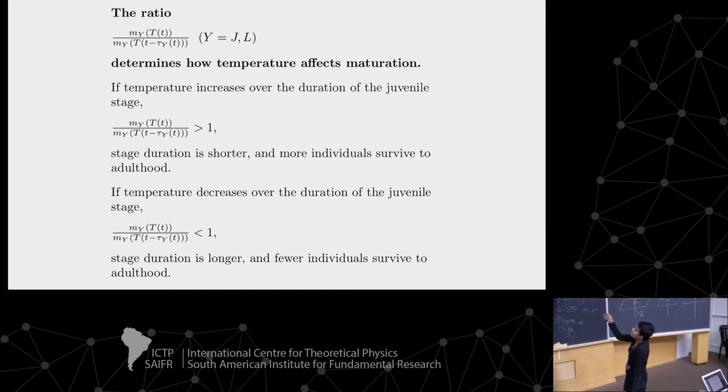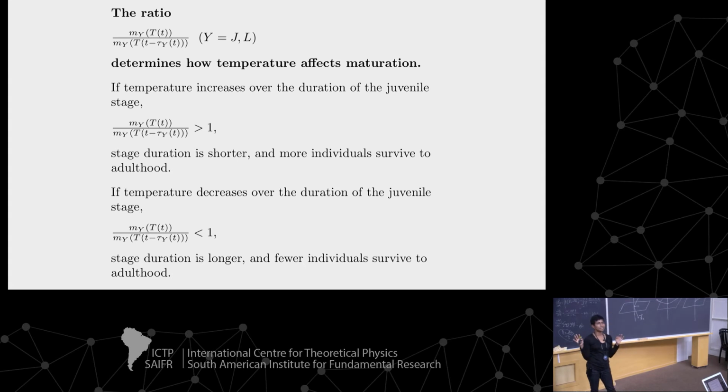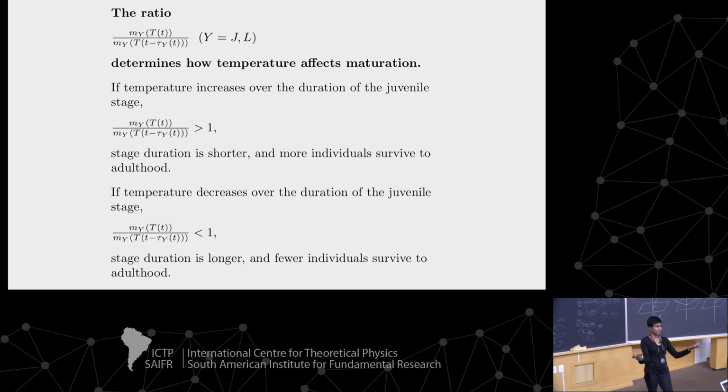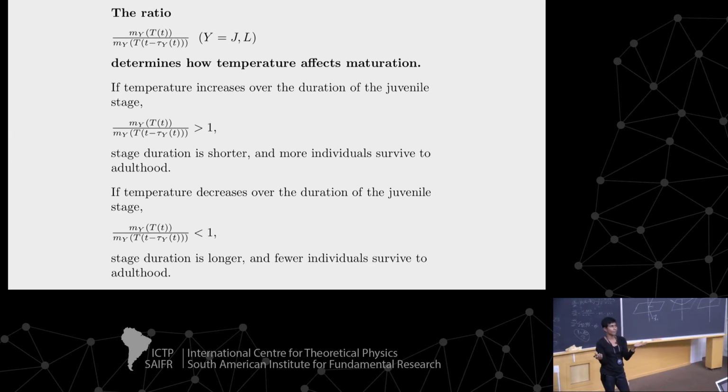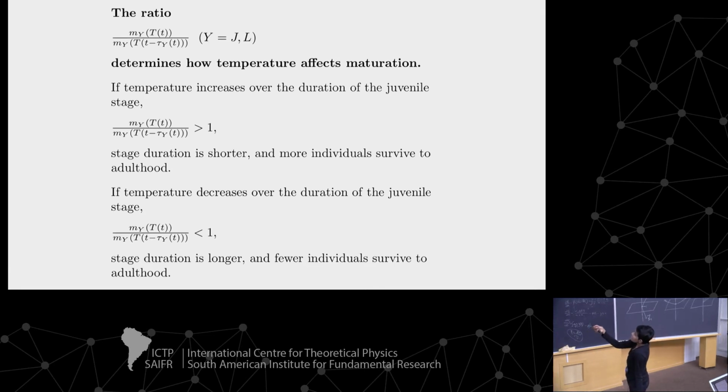This ratio is the crucial thing. That determines temperature effects on maturation, which is development, right? So if temperature increases over the duration of the juvenile stage, this ratio is greater than 1, right? Because temperature increases, that ratio exceeds 1. If it were 1, there's no effective temperature change, right? So we understand, if the maturation rate tau time units ago and the maturation rate now at some time t are the same, that ratio should be 1. So right away you know that if it exceeds 1, stage duration is shorter. You're going to become an adult faster, right?